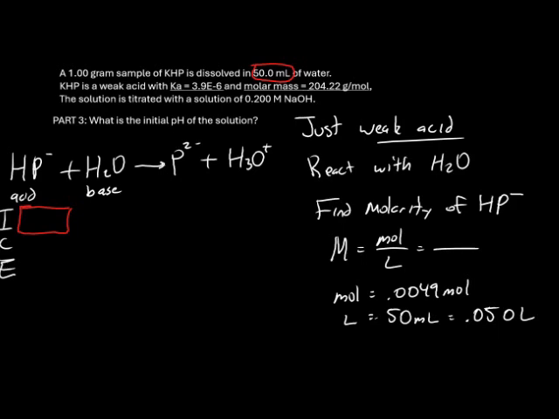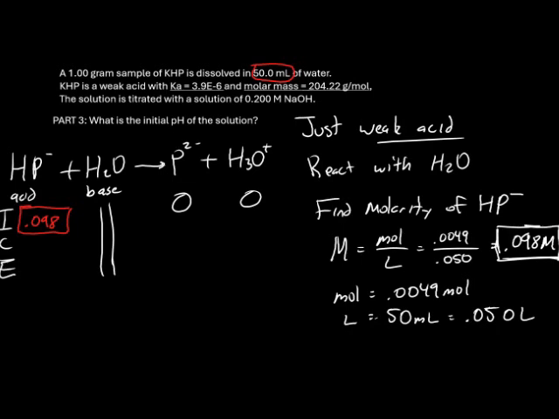Therefore, we'll divide the moles over the liters. 0.0049 divided by 0.050. We'll end up with 0.098 molarity. We now place that molarity underneath HP⁻ in the initial line. We don't start with any P²⁻, and we don't start with any H3O⁺, and we don't need to write anything for water. So the only math we need to do is to find the initial molarity of HP⁻.